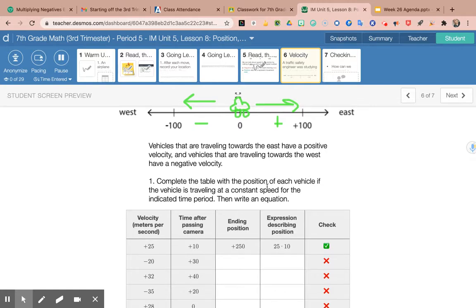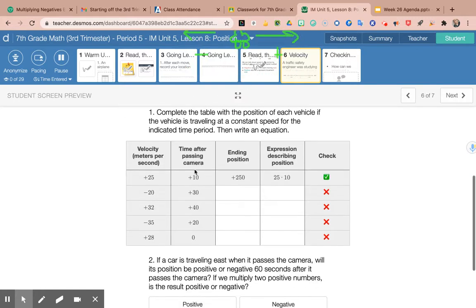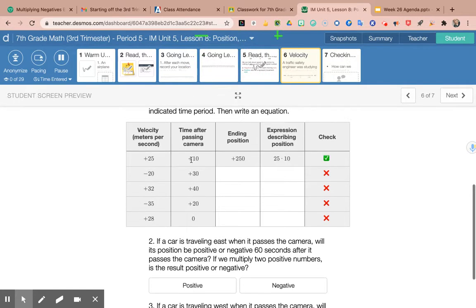Complete the table with the position of each vehicle. If the vehicle is traveling at a constant speed, indicate the time period, then write an equation. They're giving me the speed in meters per second, and how much time has gone by. Notice that the time is always positive because time always goes forward. They're giving me how many meters it goes in 1 second, and then I need this many of them. So this is 1 second, I need 10 of them.